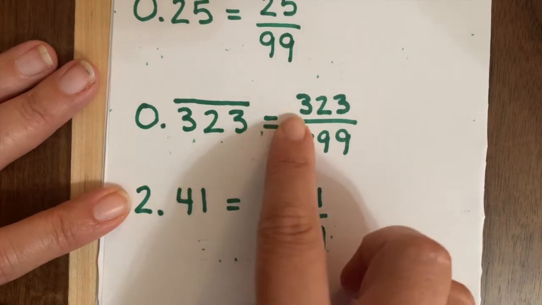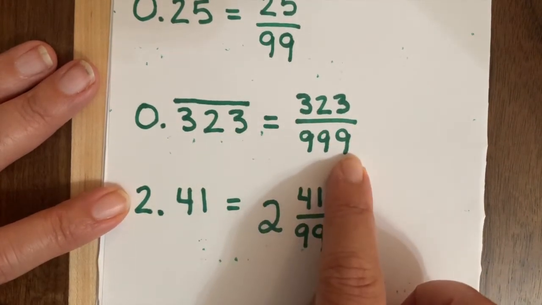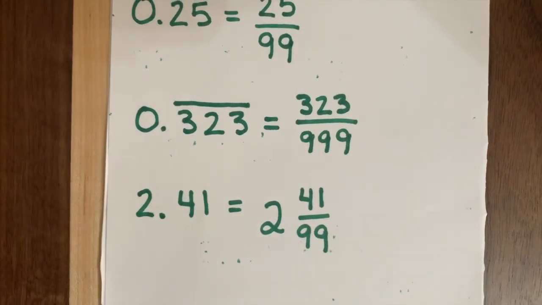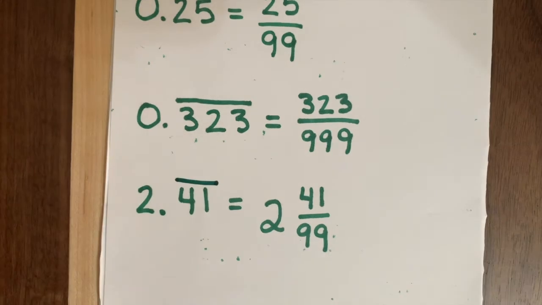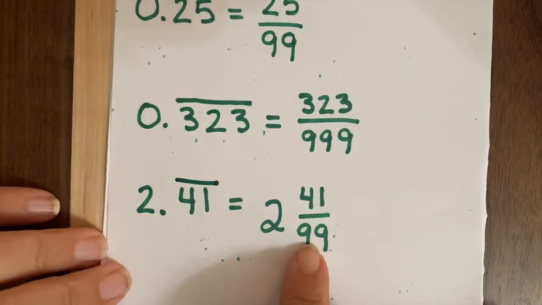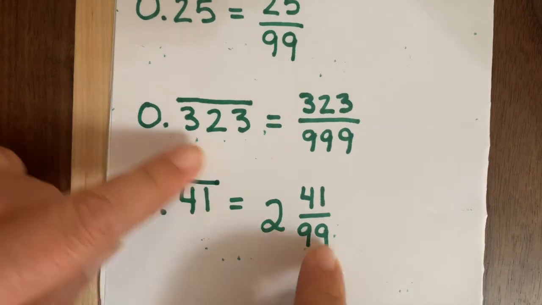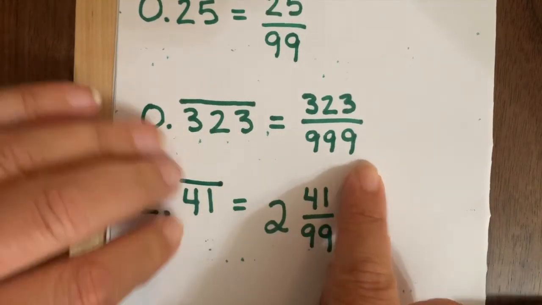0.323 repeating would be 323 over 999. And 2.41 repeating would be 2 and 41 over 99. Notice two numbers repeating, two 9s. Three numbers repeating, three 9s.